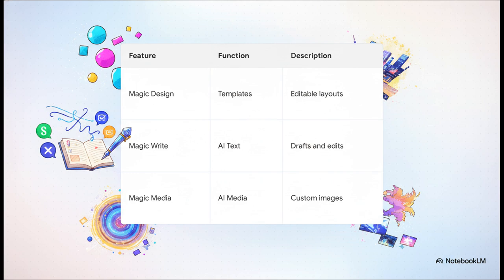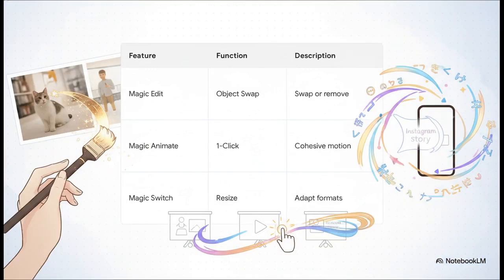And then we have Magic Media, which literally takes your text descriptions and turns them into custom images or even short video clips. Your assistant is essentially tackling the whole shebang, everything from formatting full layouts to writing your very first drafts.